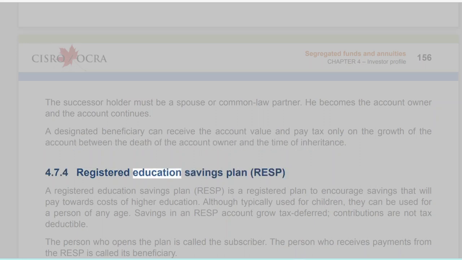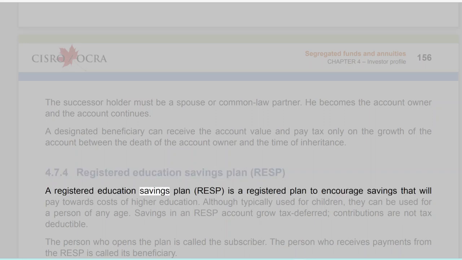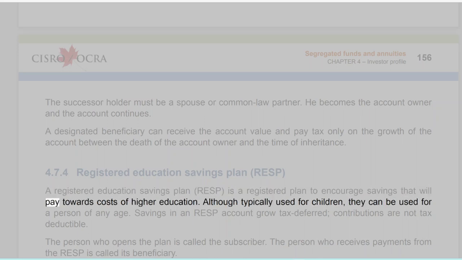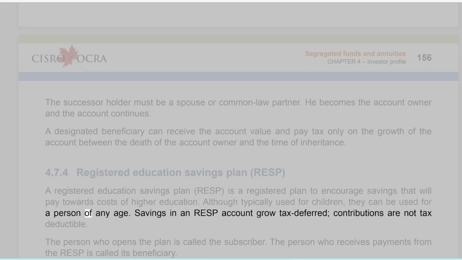4.7.4 Registered Education Savings Plan, RESP. A Registered Education Savings Plan, RESP, is a registered plan to encourage savings that will pay towards costs of higher education. Although typically used for children, they can be used for a person of any age. Savings in an RESP account grow tax-deferred, contributions are not tax-deductible.